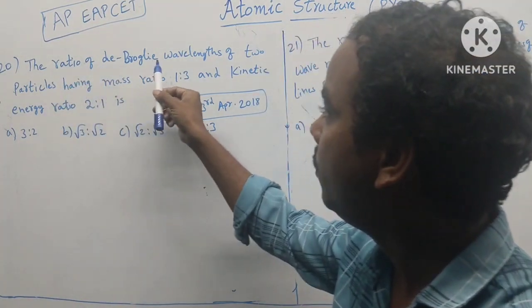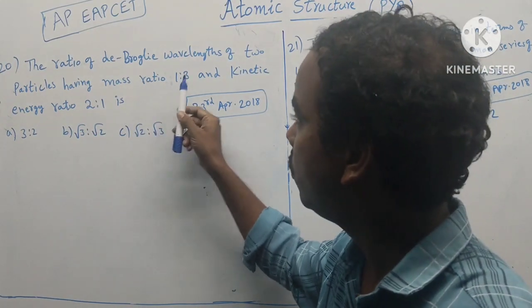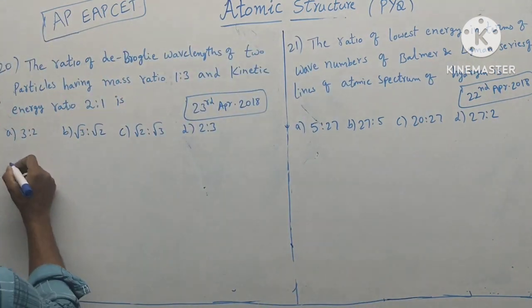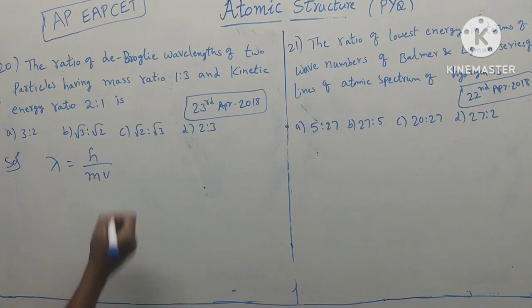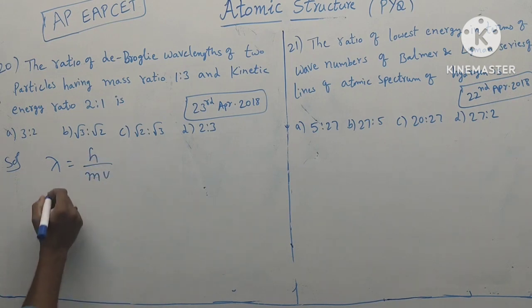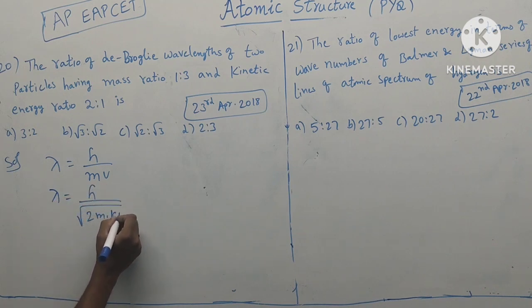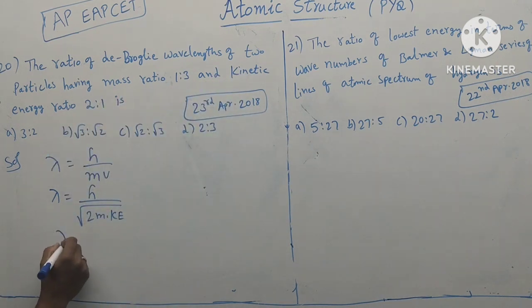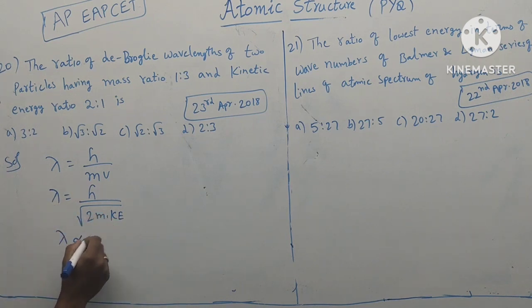The ratio of de Broglie wavelengths of two particles having mass ratio 1:3 and kinetic energy ratio 2:1 is. So we know that de Broglie wavelength lambda is equal to h by mv. So here there are no kinetic energies. Another formula: lambda is equal to h by square root of 2m into KE. So what is the relation between lambda and kinetic energy and mass? Lambda is inversely proportional to square root of m into KE.